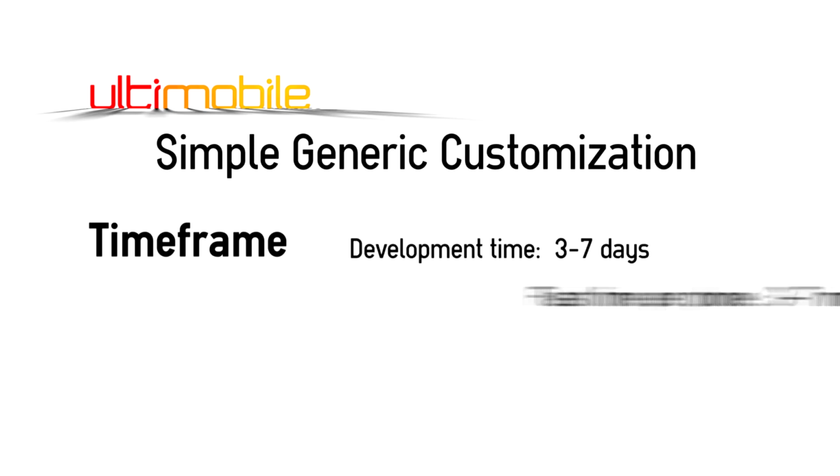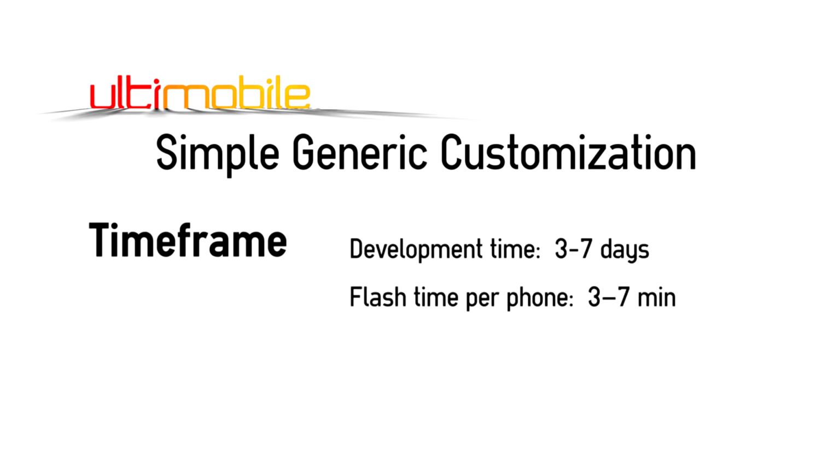In comparison to our other types of customizations, simple generic customizations are the easiest and typically done in 3 to 7 days, depending on our workload. The flash time per phone, or uploading the firmware to the device, is generally the industry standard of 3 to 7 minutes.